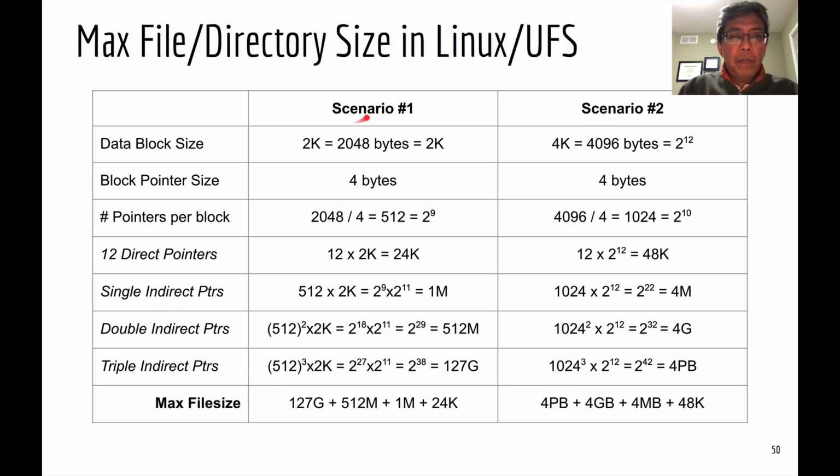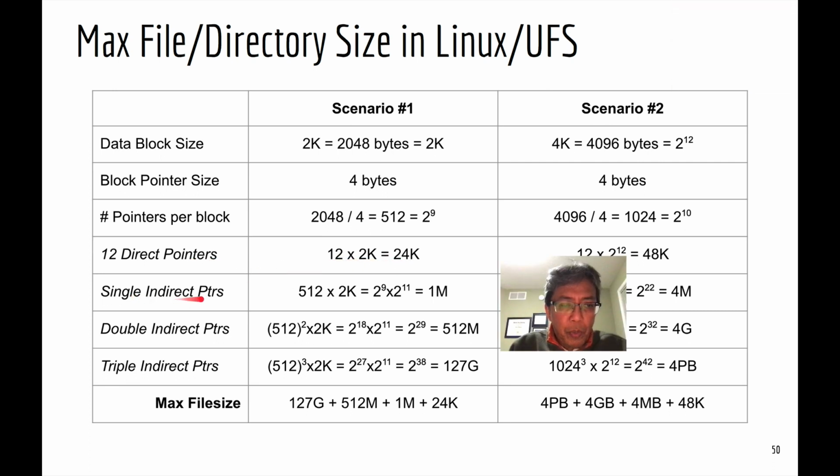So let's say in the first scenario, the size of the data block is 2K, which is 2048. And we're going to assume that each pointer is a 4-byte pointer. That means each block can hold up to 512 pointers. You just divide 2048 by 4. And the 12 direct pointers will be able to give you 12 blocks of 2K each. So the capacity of those data blocks will be 24K.